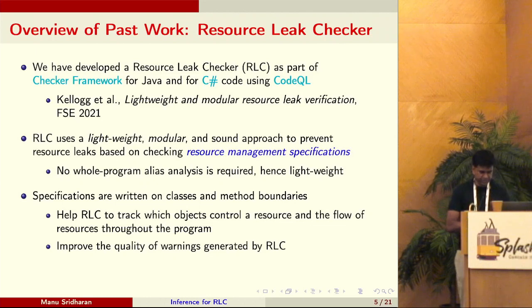So in recent work that was published in FSE 2021, we developed a resource leak checker, a pluggable types approach to finding resource leaks. In that work, we implemented this in the checker framework for Java, and subsequently it was implemented for C#. The resource leak checker uses a lightweight and modular and sound approach to preventing resource leaks. And the kind of cool thing here is that you can detect resource leaks without doing whole program alias analysis. So that's what makes it lightweight. But we do need these resource management specifications to understand how responsibility is being shared across method boundaries, and also in certain cases, what kinds of aliases are arising that are relevant here. So these specifications are great because they let us do incremental and modular checking very easily, and they improve the quality of the warnings that we can give in this checker.